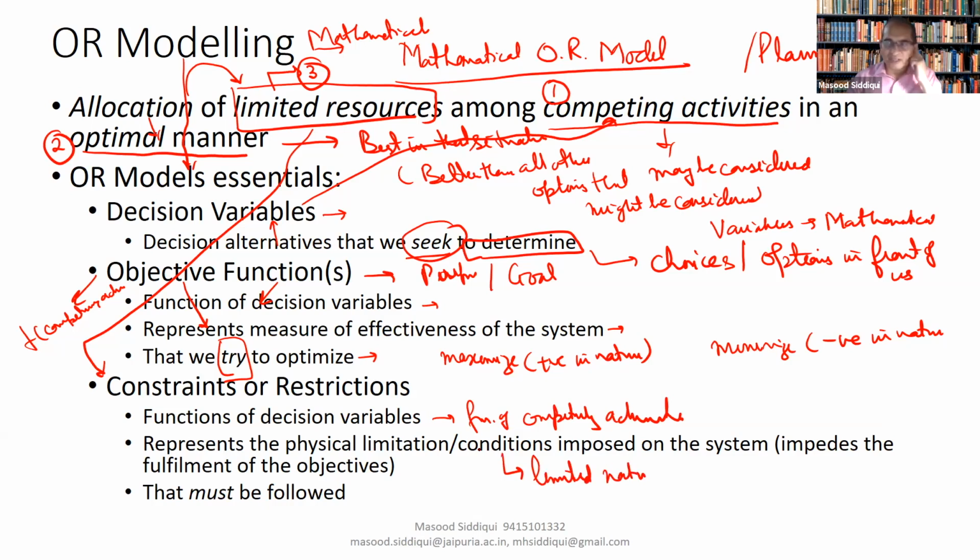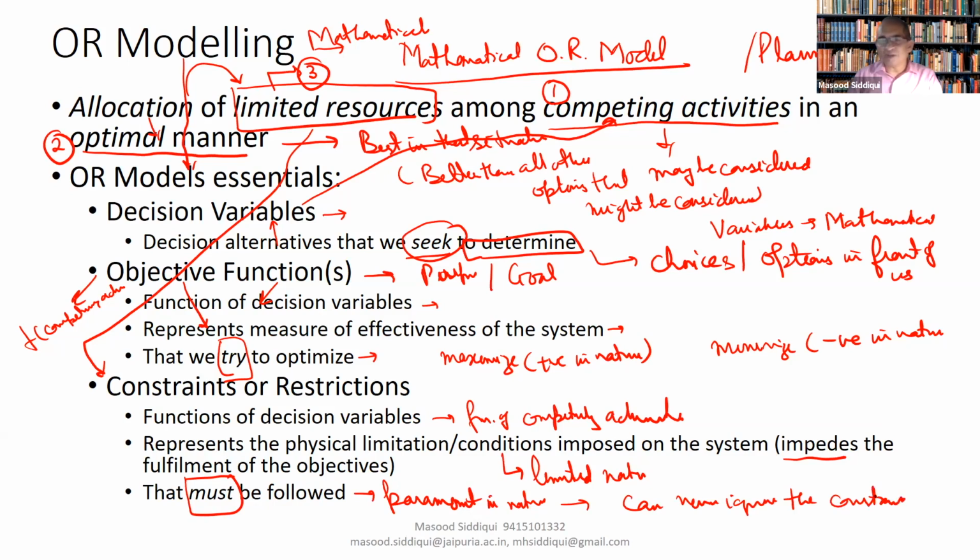So these limitations impose some boundary conditions upon the systems. And obviously, since they are limited in nature, they have a negative impact upon the fulfillment of the objective. They try to reduce the complete fulfillment of our objective. And they are paramount in nature. What do we mean by paramount in nature? It means they must be followed. We can never ignore the constraints. Right? Anything that is considered must cover them. So these are the three things that we will take up in our further discussion.